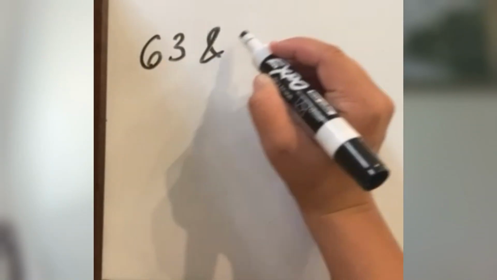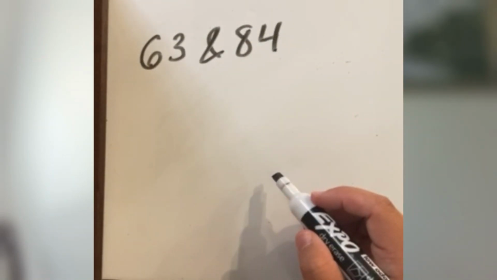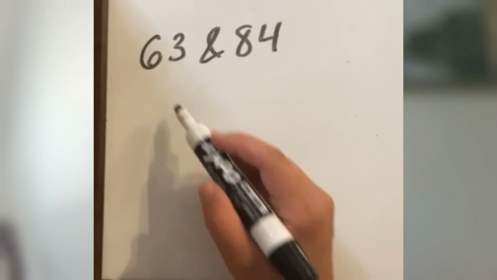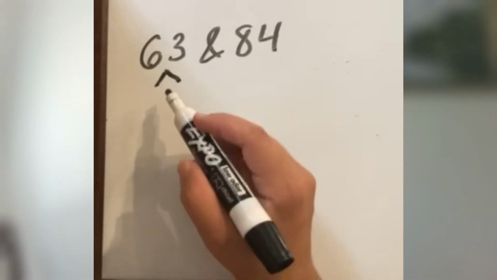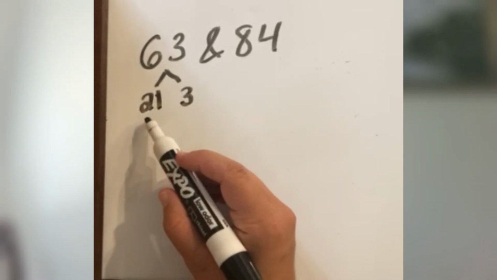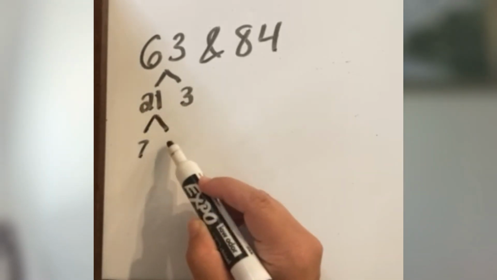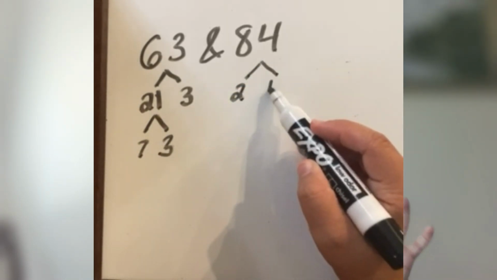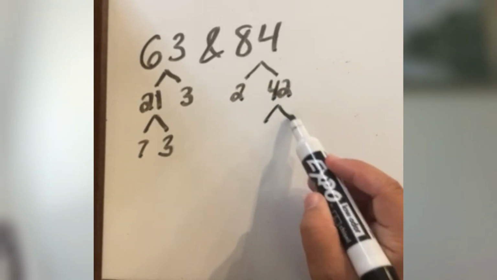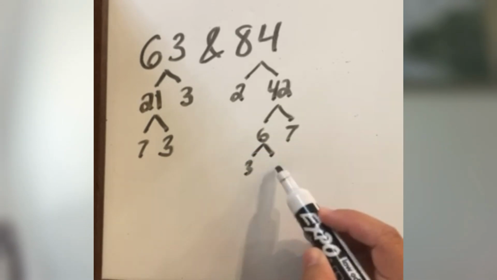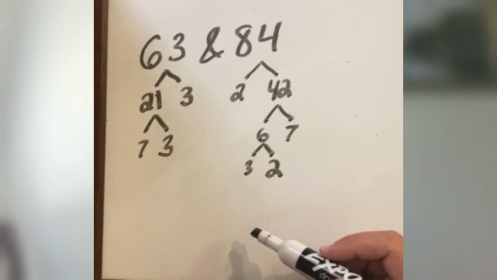How about another problem? If we have 63 and 84, and we're asked to find the GCF using prime factorization. Step number 1, we're going to find the prime factorization for each number. So breaking down 63, we can do 21 times 3. We can break 21 down into 7 and 3. Now for 84, we can have 2 times 42. We can break 42 down into 6 and 7. And then we can further break down 6 into 3 times 2.